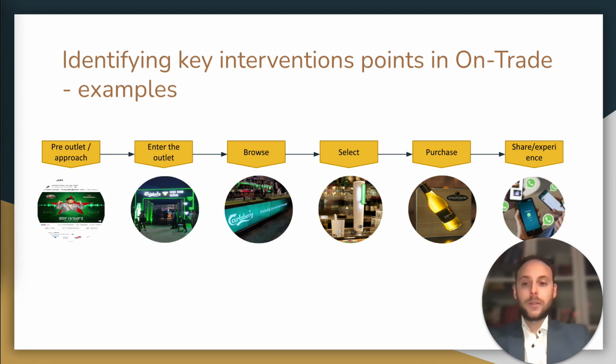So when you're entering the outlet, it could look something like this. This is, for instance, a big gate where it clearly says Carlsberg in front, so you know obviously that there is beer available in this outlet, and that you are already top of mind when it comes to the shoppers when they are inside the outlet and browsing, for instance.